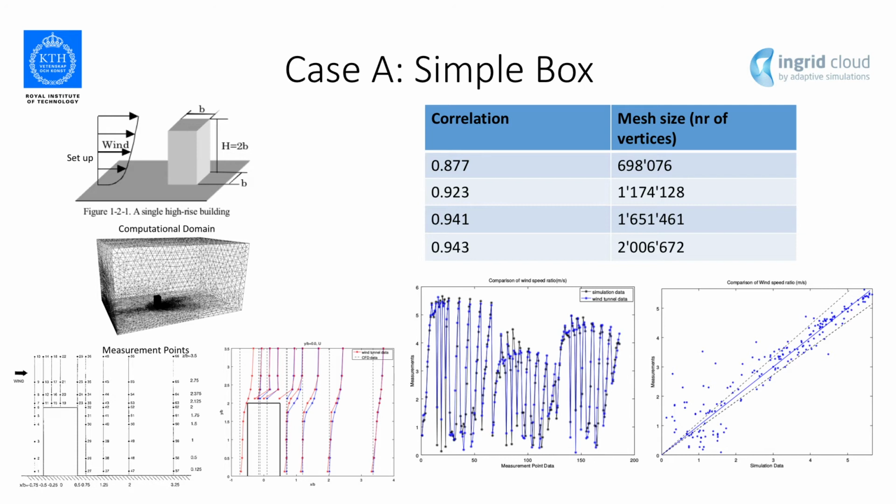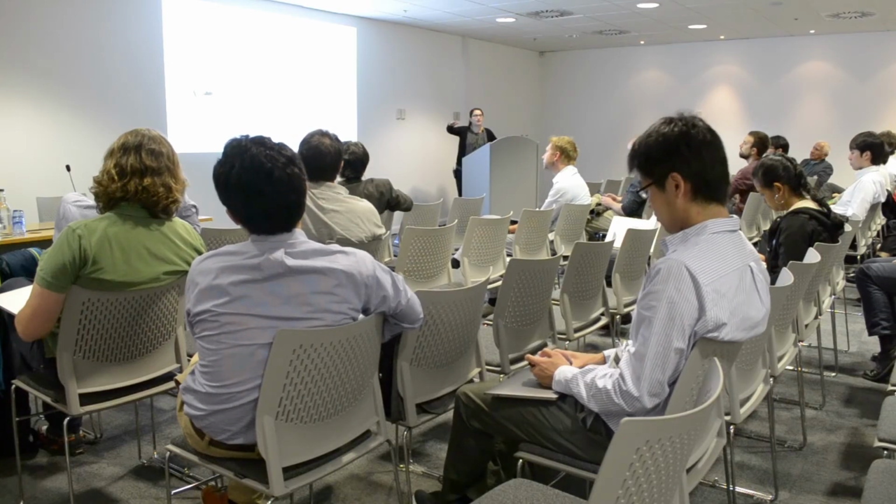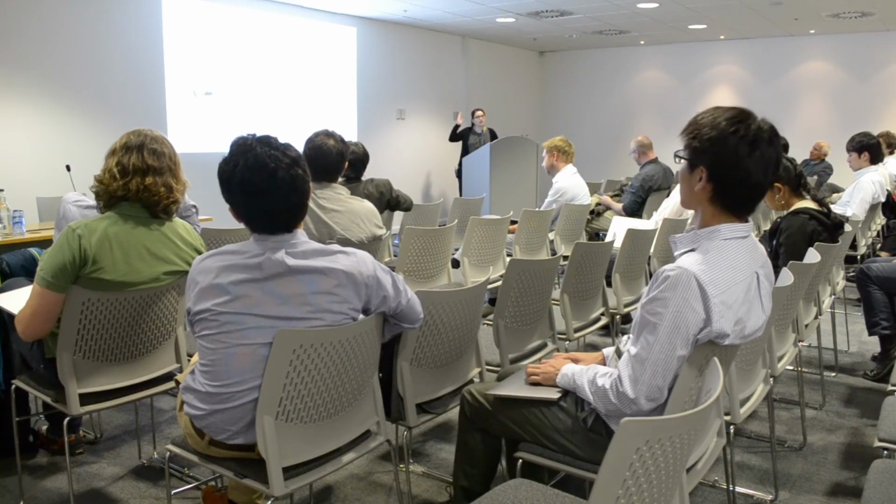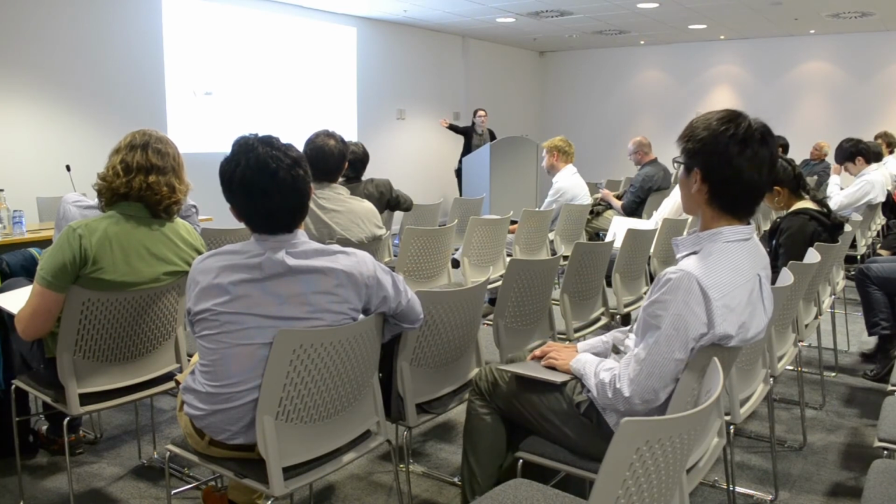So let's have a look at Case A. This is the simple block. We have the setup here, the computational domain. You can see how the mesh is refined in the wake. For this case, we have measurement points in 3 different planes, 2 parallel to the floor at different heights, and 1 in the direction of the wind, as you can see in the figure to the left.